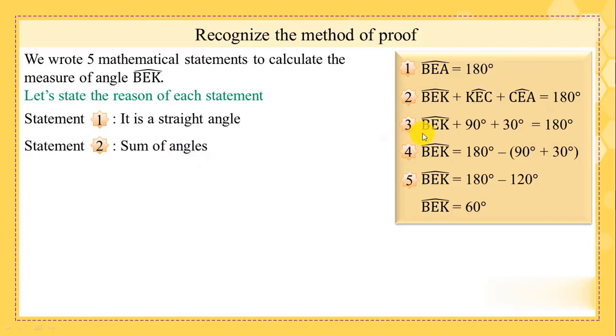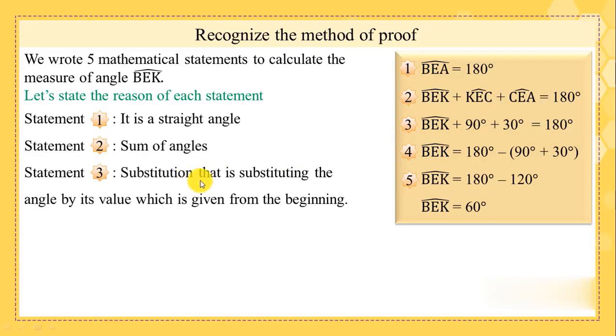Let's move to statement 3. BEK plus 90 degrees plus 30 degrees is equal to 180 degrees. What did we do here? As we see here in statement 3, we are substituting KEC by its value and CEA by its value, and these two values are given from the beginning. So we are just substituting each angle by its value. So the reason behind statement 3 is substitution. Why is it substitution? Because we are substituting the angle by its value, which is given from the beginning.